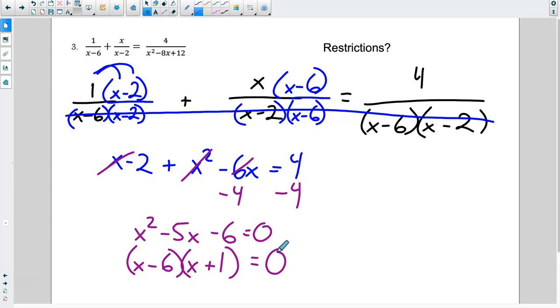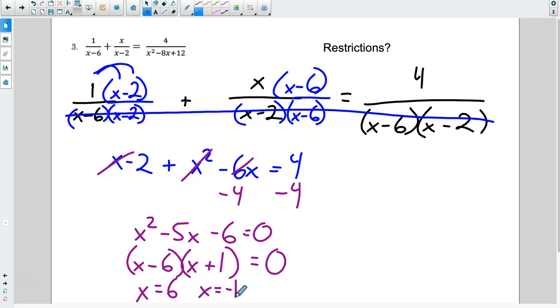What's your solutions? Negative 1. What is that for this time? All right. Yes, so we get x equals 6 and x equals negative 1.